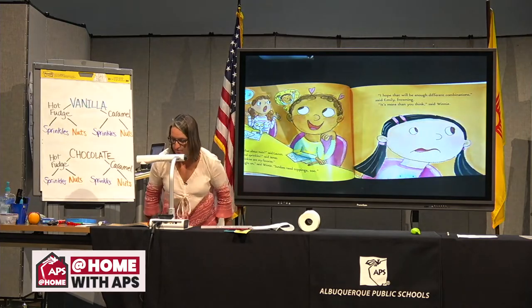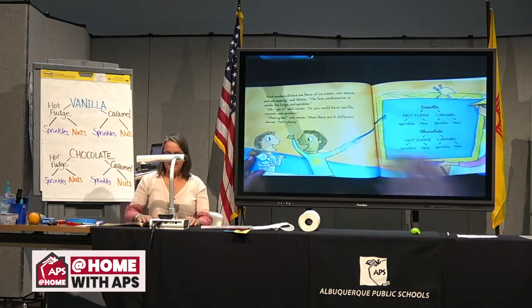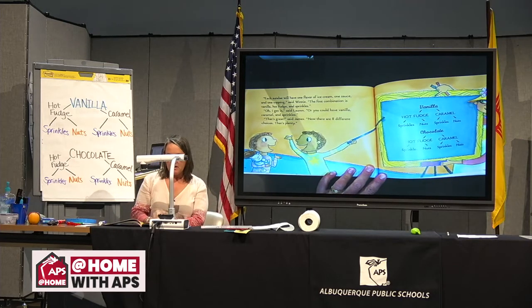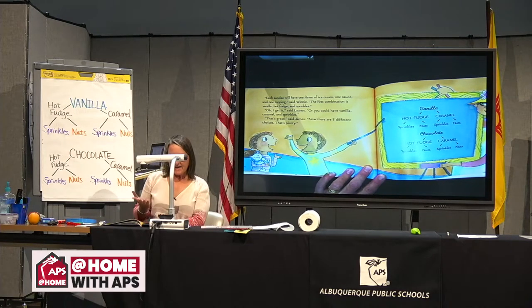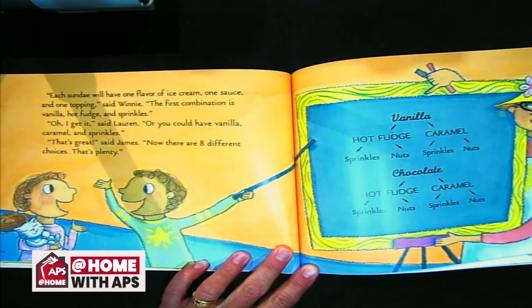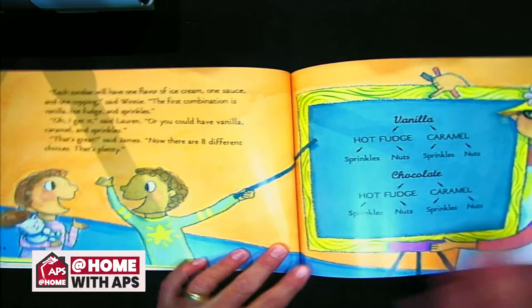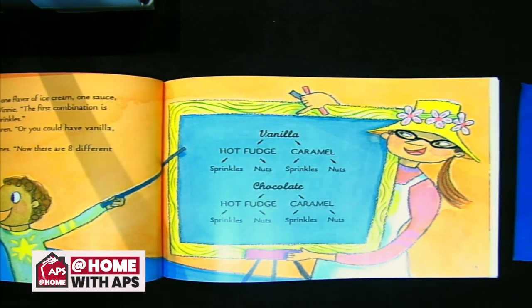Emily was worried there wouldn't be enough choices. Each sundae will have one flavor of ice cream, one sauce, and one topping. The first combination is vanilla, hot fudge, and sprinkles. That's right, what we came up with, right? "Oh, I get it. Or you could have vanilla, caramel, and sprinkles." "That's great," said James. "Now there are eight different choices." That's plenty. So that's exactly how many choices we got when we made Winnie's chart up here.